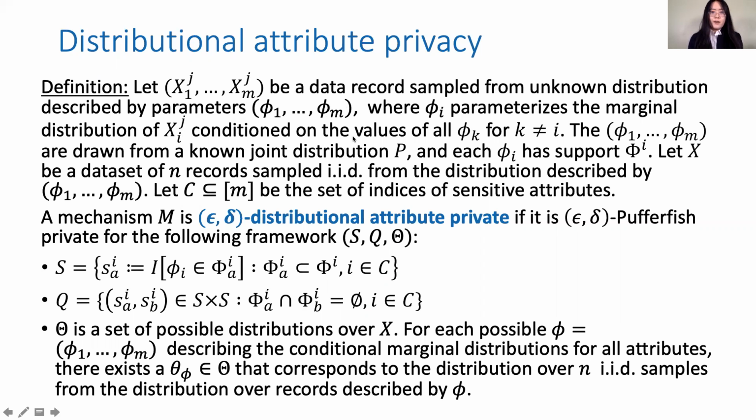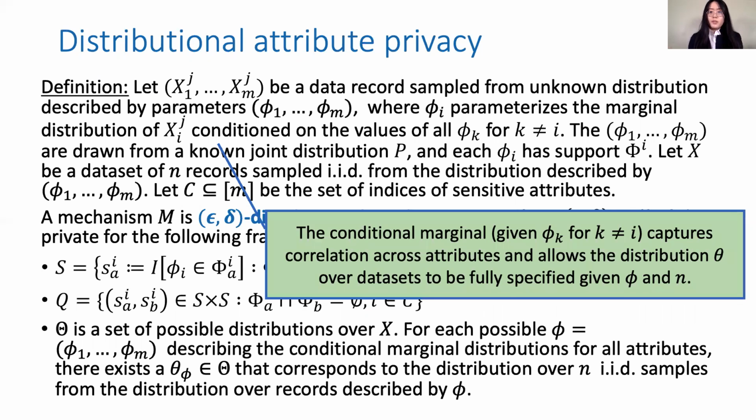And these phi_i are drawn from a joint distribution P. So although it seems natural for phi_i to define the marginal distribution of the ith attribute, this wouldn't capture the correlation across attributes that we wish to study. Instead, phi_i defines a conditional marginal distribution of the ith attribute, given all other phi_k fixed, which does capture such correlation. This also allows the distribution over the dataset to be fully specified given phi and the size of the dataset n.